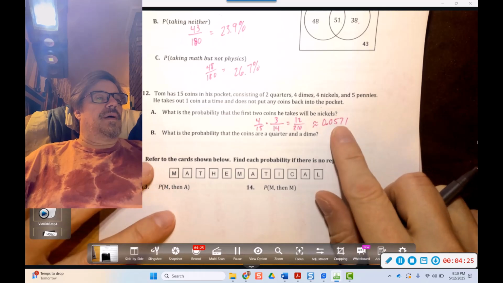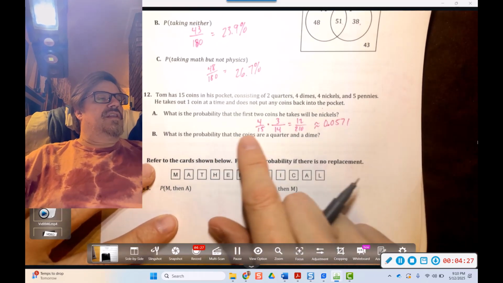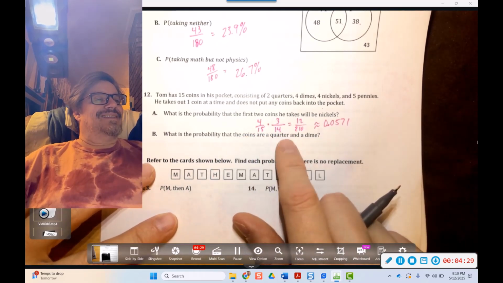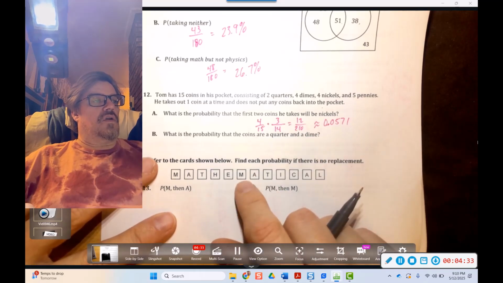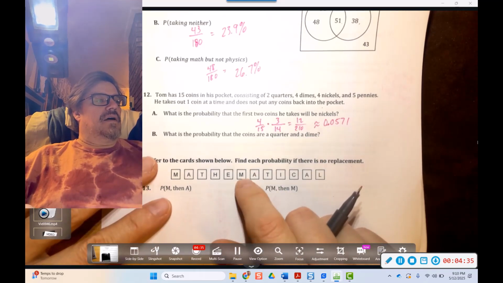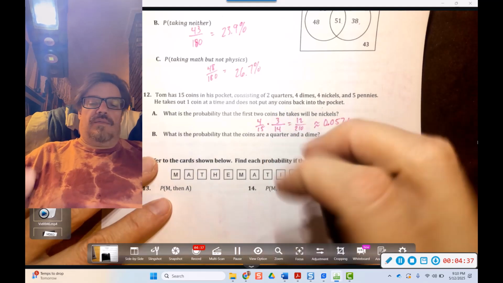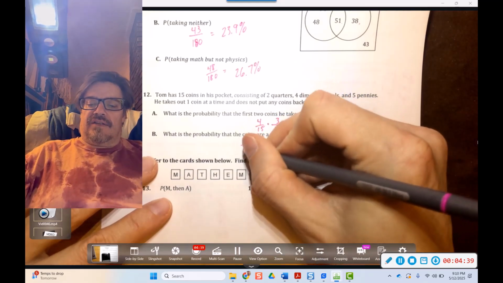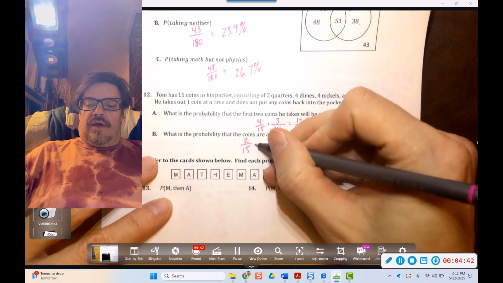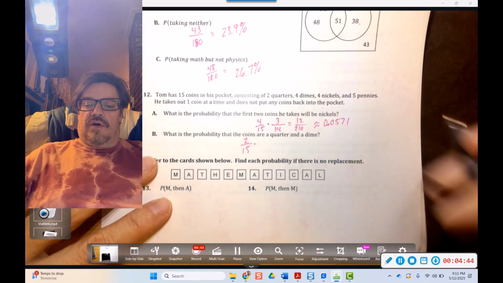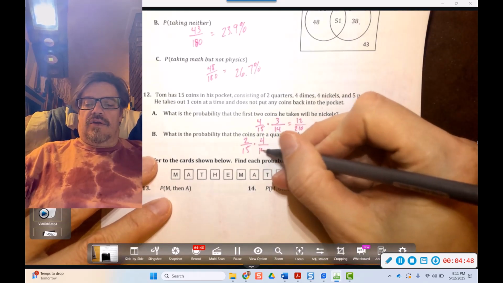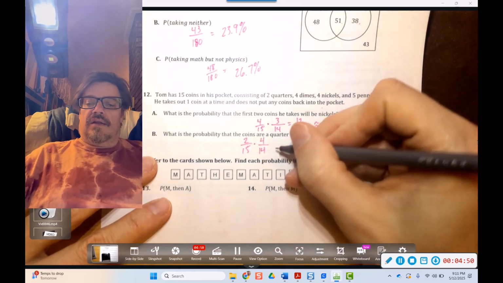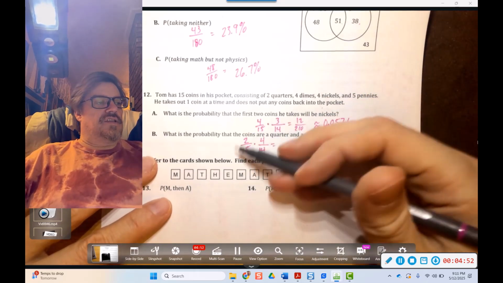So about 6%. What is the probability that the coins are a quarter and a dime? Okay, so let's think. We draw a quarter. For that first slot, it's 2 out of 15. Now when you go to the next one, there are still 4 dimes in the pocket, but you have diminished by 1 coin. So that's how this changes up.